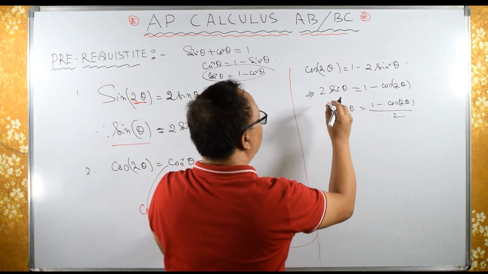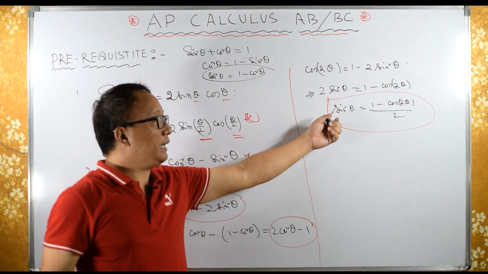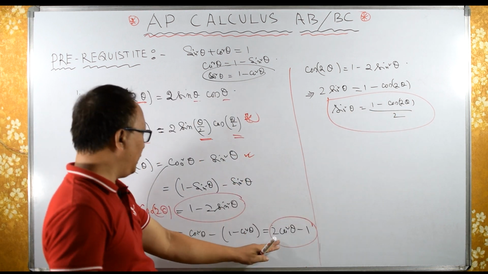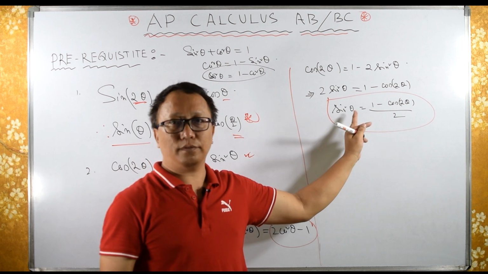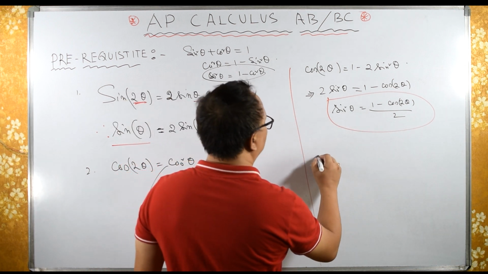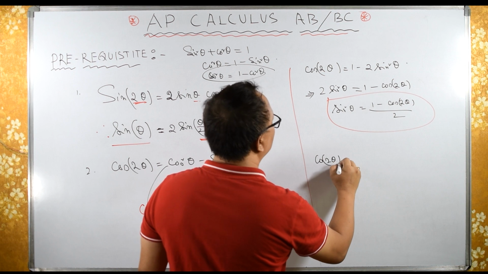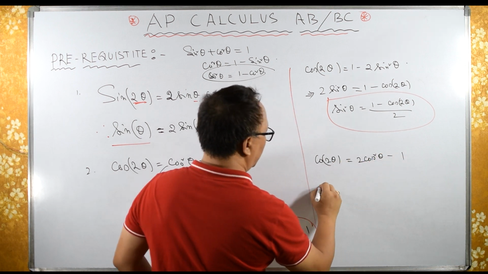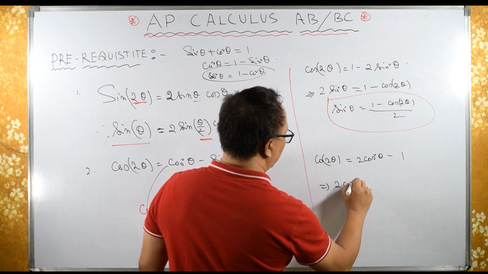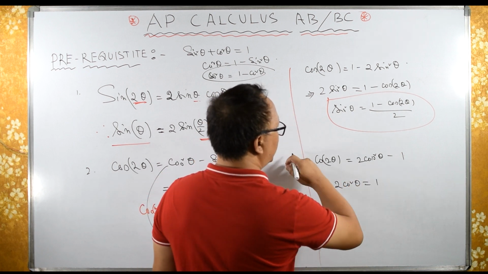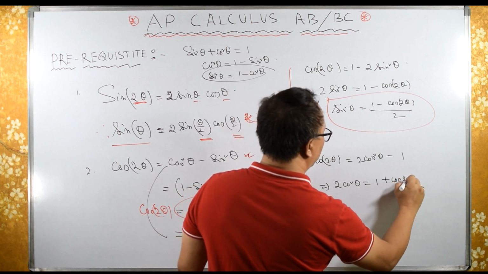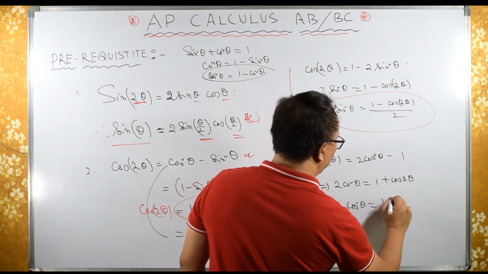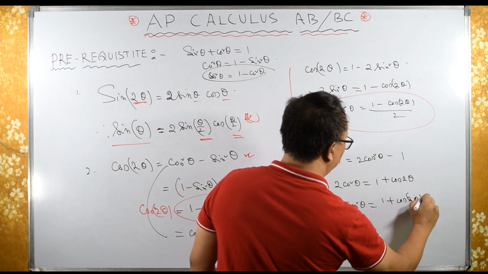Okay, this is very important. Sin square theta in terms of cos 2 theta is given by this formula. Similarly, from here we can find cos square in terms of cos 2 theta. Cos of 2 theta equals 2 cos square theta minus 1, which implies 2 cos square theta equals 1 plus cos of 2 theta. Therefore, cos square theta equals (1 plus cos 2 theta) upon 2.